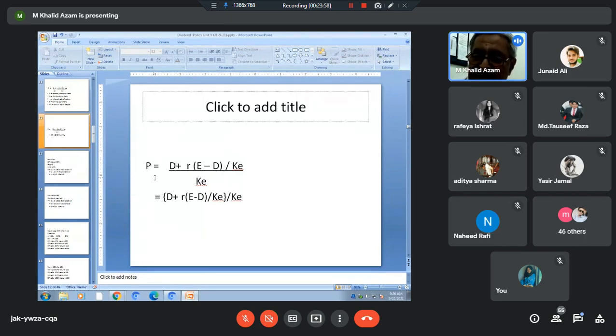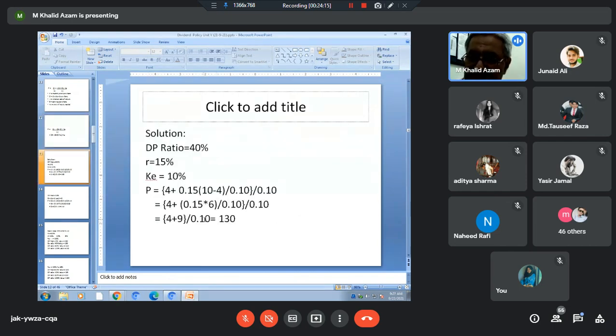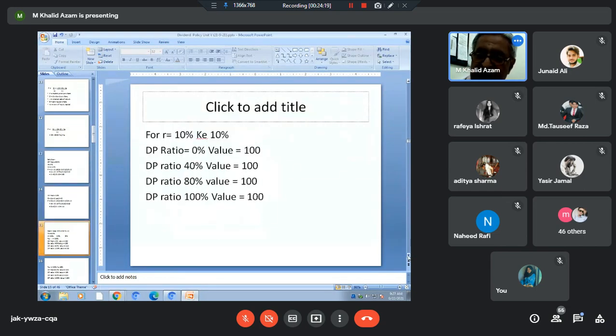When you are using pen and pencil, dividend plus rate of return, EPS minus DPS, divided by cost of equity, whole divided by cost of equity. You can write like this also, there is no problem. It is the same. Now, when you are going to calculate, you will be finding the value like this.